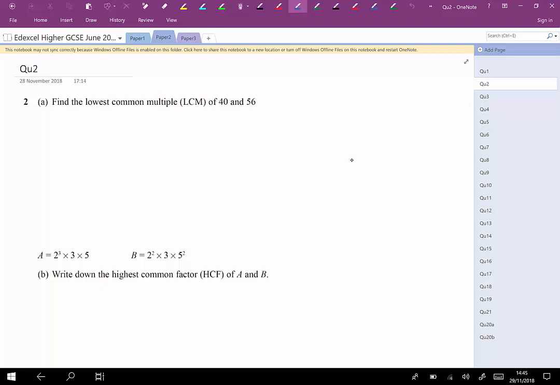Lowest common multiple of 40 and 56. First thought with this one is, so lowest common multiple. So we're talking multiples of those things. So is this lowest common multiple, is it going to be a number that's bigger than 40 and 56, or is it going to be smaller? Bigger. It's going to be bigger because we're talking multiples.